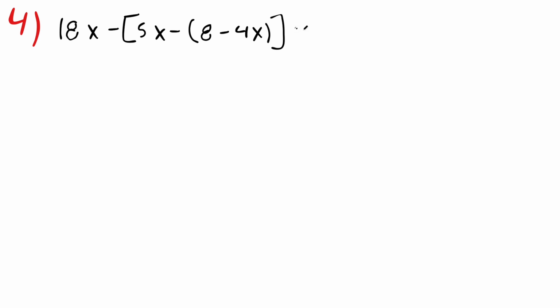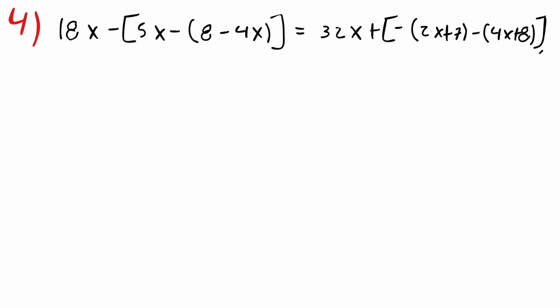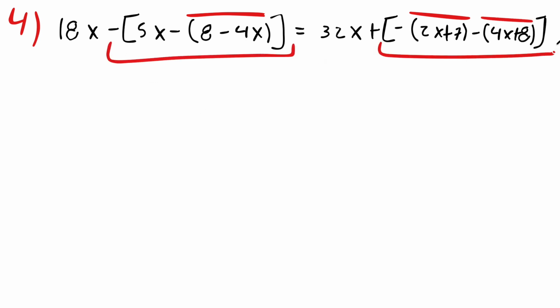So now let's pass to the fourth example, where we have 18x minus bracket 5x minus parenthesis 8 minus 4x and closing bracket is equal to 32x plus bracket minus parenthesis 2x plus 7 minus parenthesis 4x plus 8. And then we close the brackets. What do we have to do first? First, we will solve the parentheses. Great. Now next, we will solve the brackets. And lastly, we put the common terms on one side, for example the x's on one side, and the numbers on the other. Let's start.